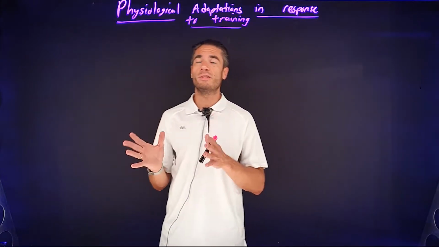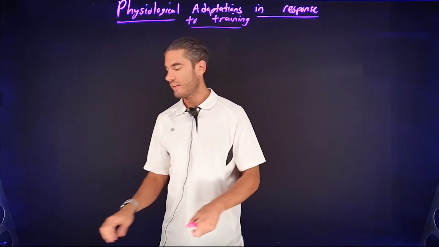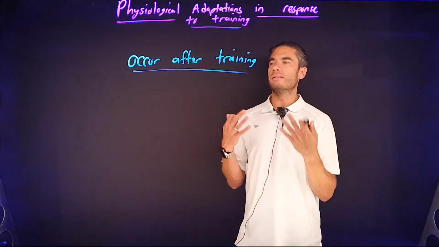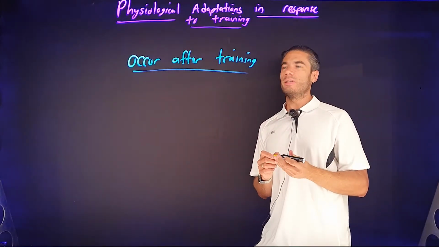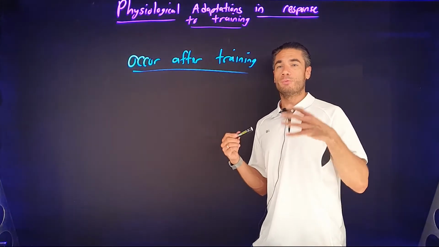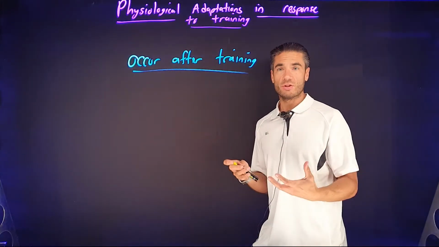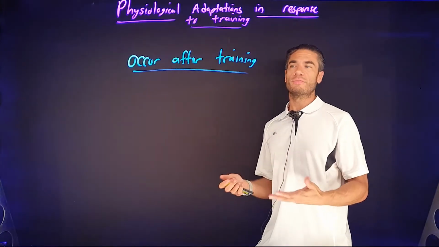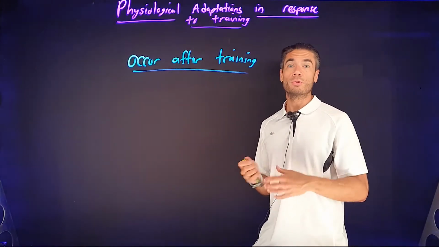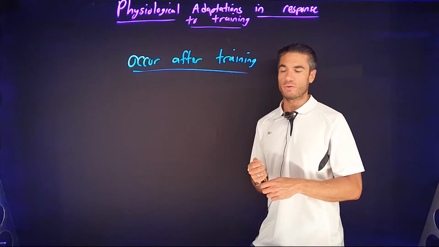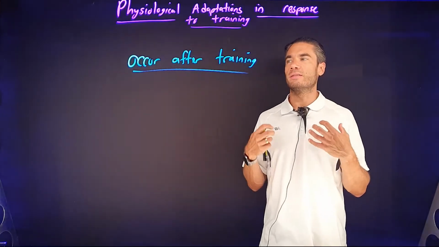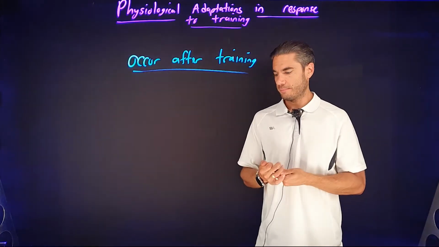So before I get started, the first thing I want to say about this dot point is that you need to understand that physiological adaptations are things that occur after training. They're generally the reason why people train in the first place, okay? Athletes will train, they will cause damage in their body with the goal of then recovering and coming back stronger or faster, which is the physiological adaptation in response to the training, okay? So this stuff doesn't happen during training. You need to understand that it is something that happens afterwards.